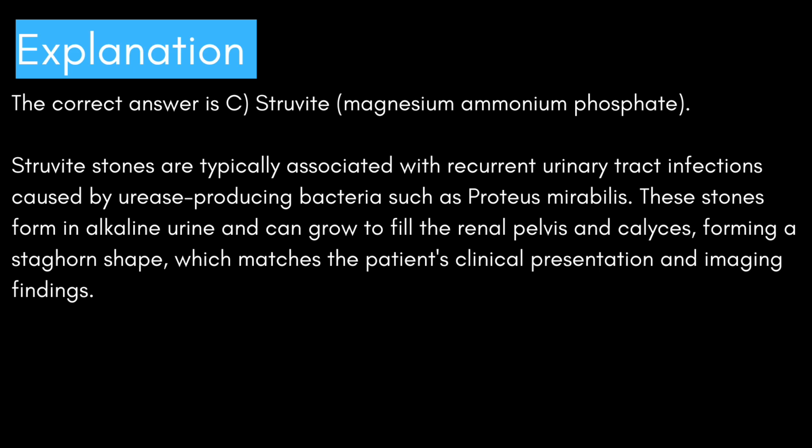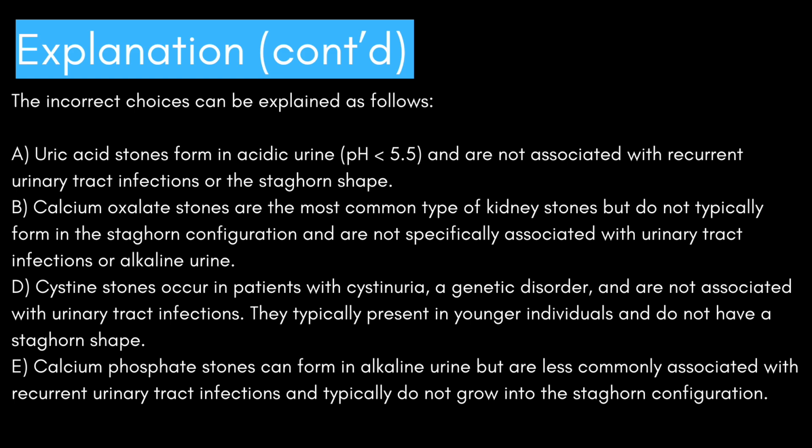All right, let's go ahead and see why the other answer choices are incorrect. The incorrect choices can be explained as follows. A. Uric acid stones form in acidic urine, pH lower than 5.5, and are not associated with recurrent urinary tract infections or the staghorn shape.